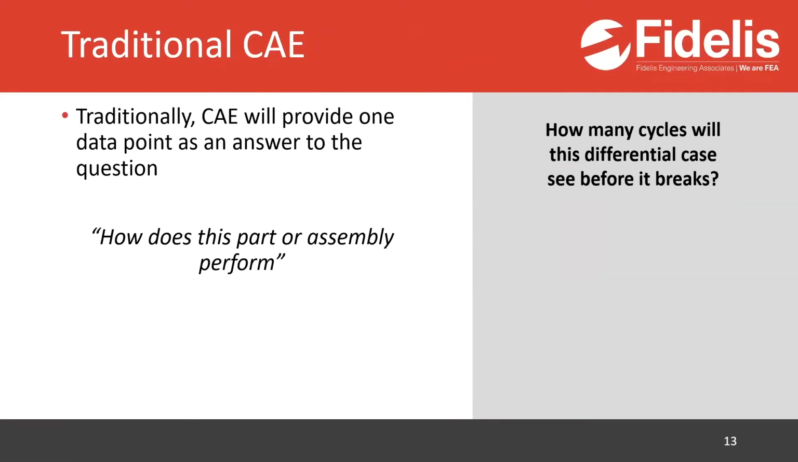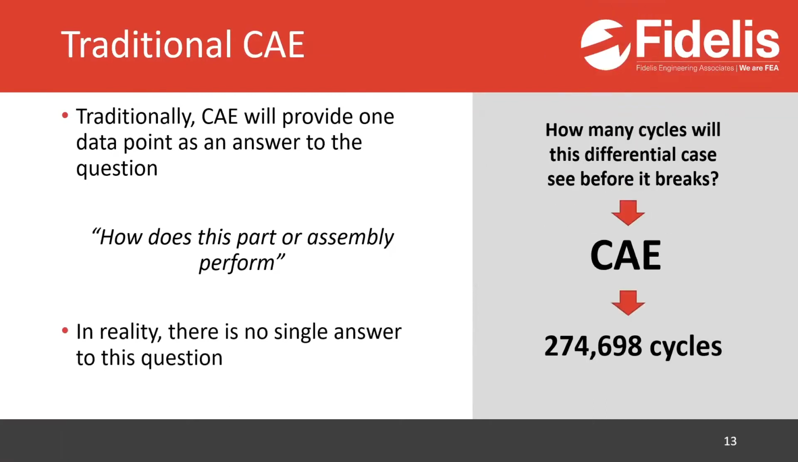Traditional CAE will provide one single data point when we ask a question such as, how does this part or assembly perform? So I've got a little imaginary case study on the right-hand side here, and we're going to ask our CAE department, how many cycles will this differential case see before it breaks? So we run our CAE, and we say it's going to last 274,698 cycles. I can tell you now that you have more chance of winning the lottery than that being the correct answer to this question. Probably about a 1 in 300,000 chance that this is the answer.